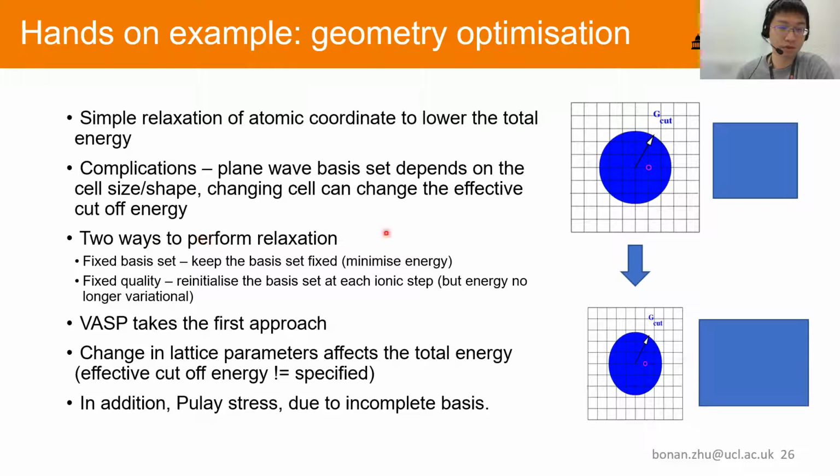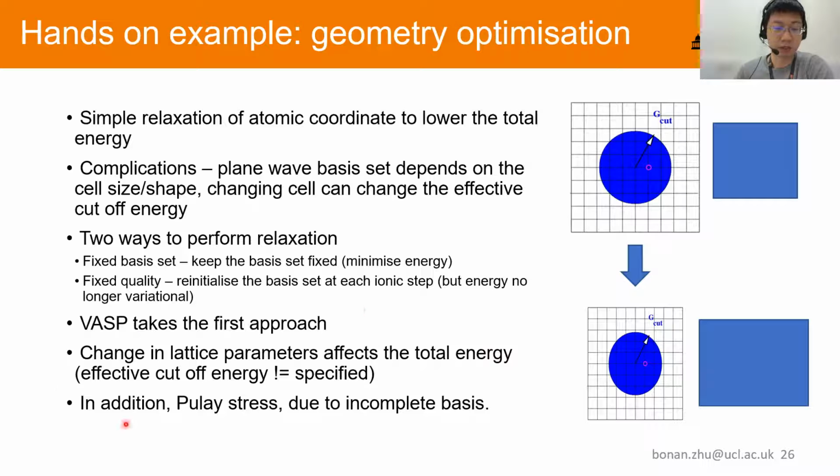So there are 2 ways to approach this. One is we can fix the basis set. We keep these points fixed, but now they have different energies, so the effective cutoff energy changes. The other approach is you can reinitialize the basis set every time you change the cell. But the problem is the energy is no longer variational, because you are also changing the basis set. So VASP actually takes the first approach. The basis set is always fixed during a single calculation, but when you restart, it will reinitialize it.